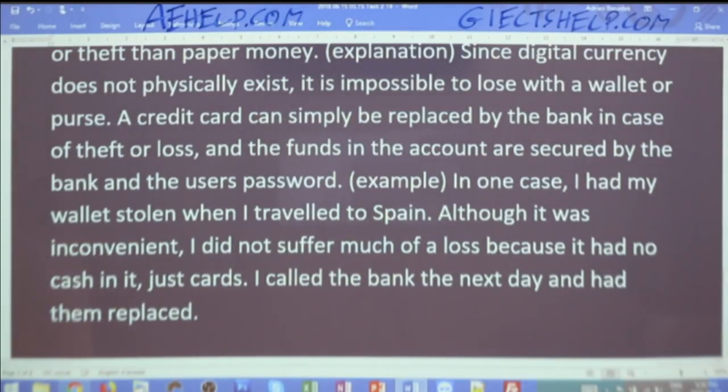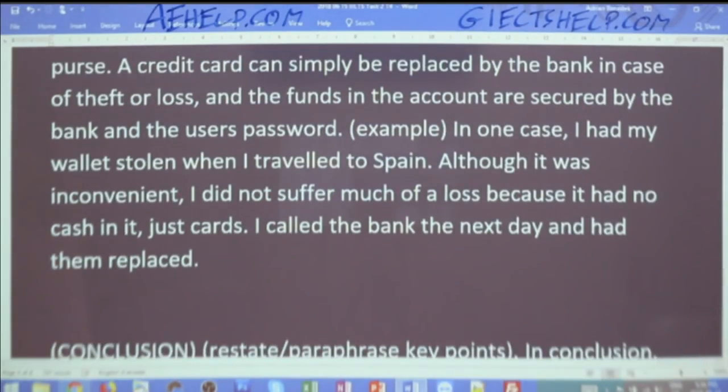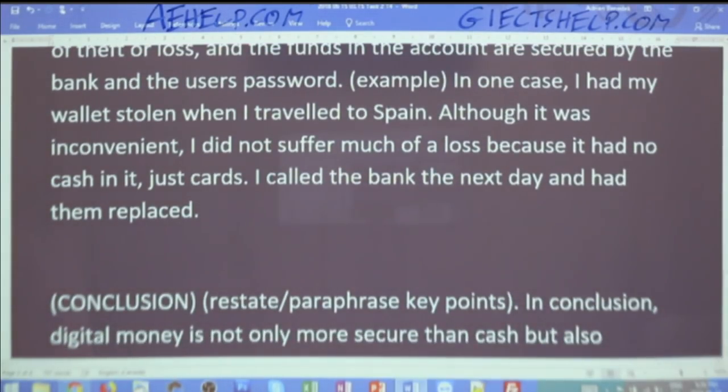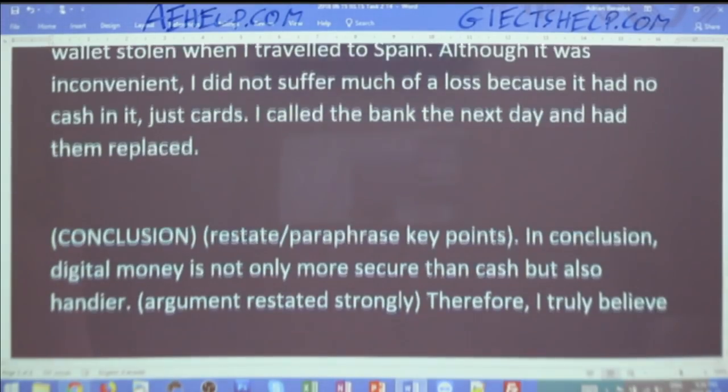A credit card can simply be replaced by the bank in case of theft or loss, and the funds in the account are secured by the bank and the user's password. In one case, I had my wallet stolen when I traveled to Spain. Although it was inconvenient, I did not suffer much of a loss because it had no cash in it, just cards. I called the bank the next day and had them replaced.